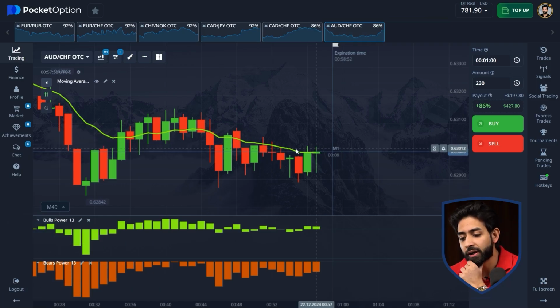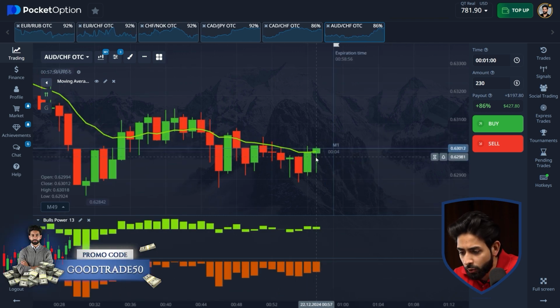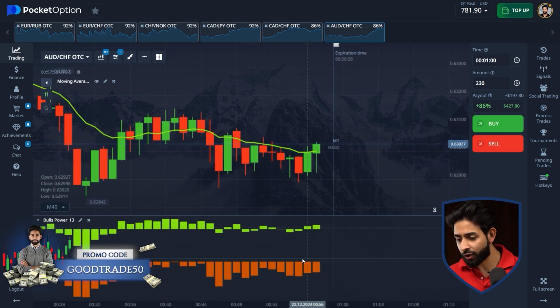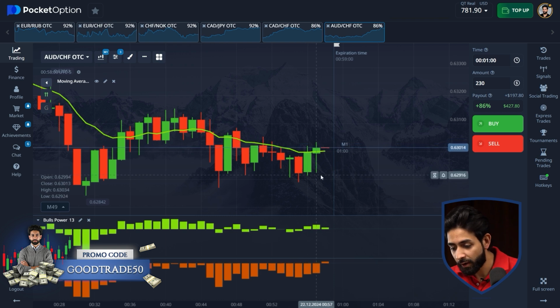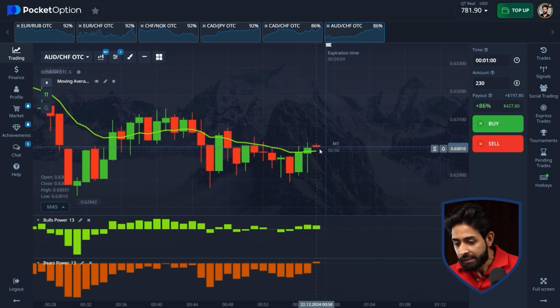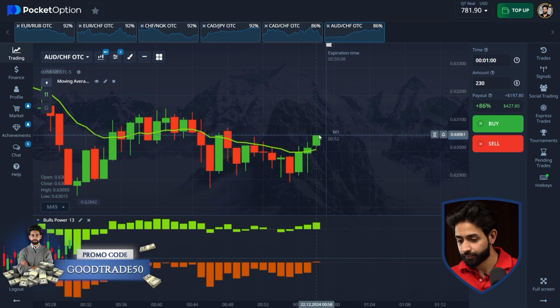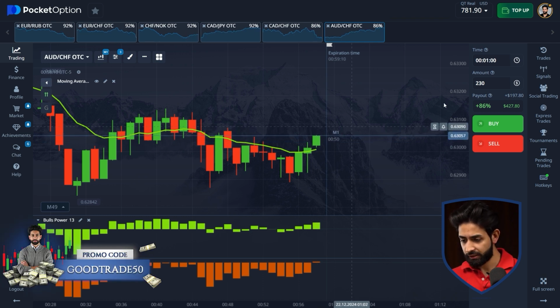Let's have a look at the Australian dollar against the Swiss franc, AUD against the CHF. You can see the market is going downwards. There is a strong downtrend. And the bear's power is also suggesting in the histogram that there is going to be a downward fall. So seems like we will be taking an entry towards the downside. Let's set the bet amount a little bit higher. Let's go with $300.